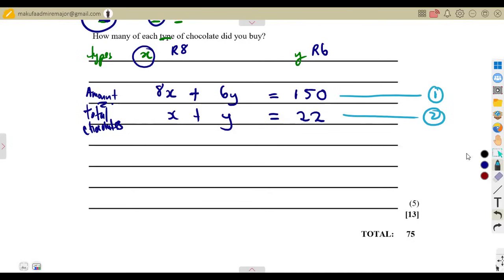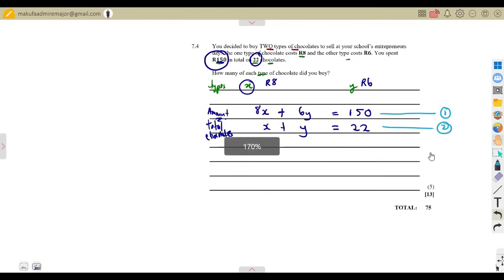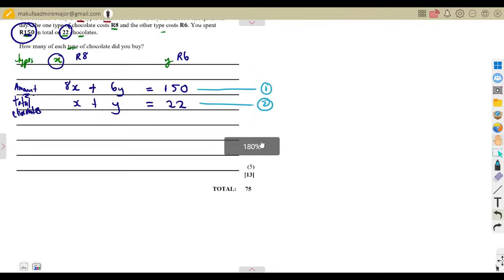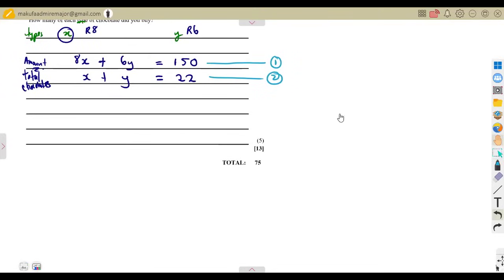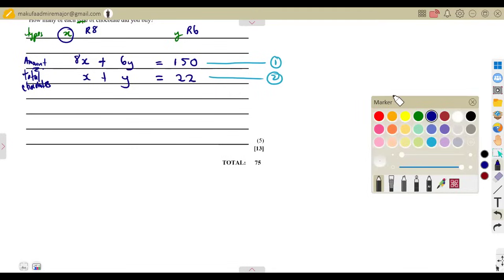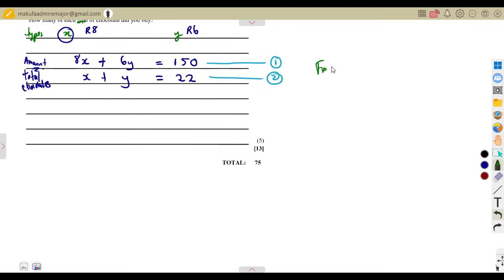It's easier for me to work with equation 2 and to make whatever I want the subject from equation 2. Is it X or is it Y? It was easier for me to do that. So from equation 2, I'm given X plus Y, which is equal to 22. So I can make X the subject, I can make Y the subject. It's up to me. So I want to make X the subject.